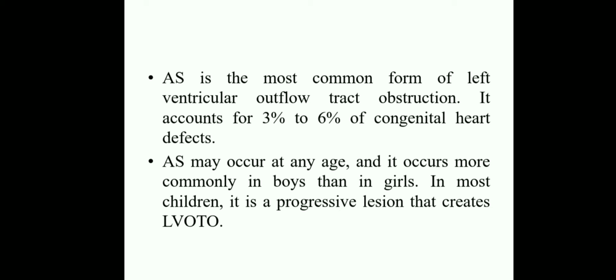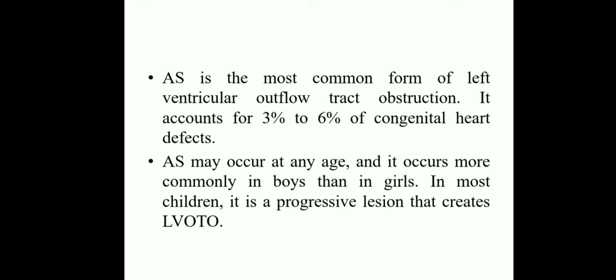In most children, it is a progressive lesion that creates LVOTO, meaning left ventricular outflow tract obstruction, and velocity time integral. It is measured with the cardiac output. These are progressive lesions, and the left ventricular outflow tract velocity time integral is also measured.